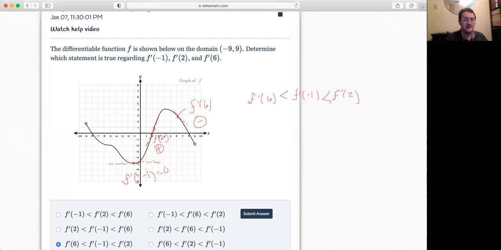That looks good. Let's look at an incorrect answer choice. So if I wanted to do an incorrect one, here's what would happen. If I had f of -1, that's 0 in slope. F prime of 2, this is increasing, so that's positive. So far, so good. But then we get to 6 and we're negative. It doesn't make sense that a negative number is bigger than a positive number, or a positive number is less than a negative number. So that's why that does not work.